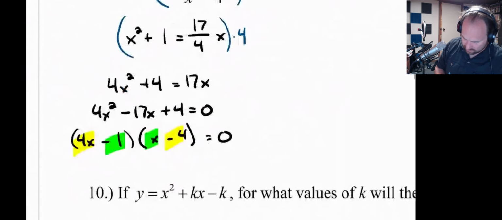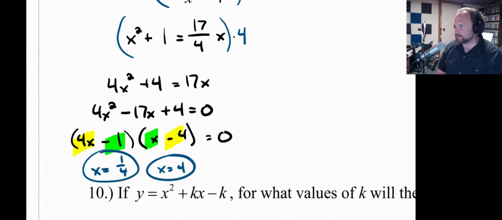Anyway, the answer is going to be x equals 1/4 from this first one, or x equals positive 4 from this other one there. That's right, the zeros and the linear factors always work backwards. X minus 4 means there's a 0 at 4, whereas x plus 4 means there's a 0 at negative 4. Let's look at number 8.